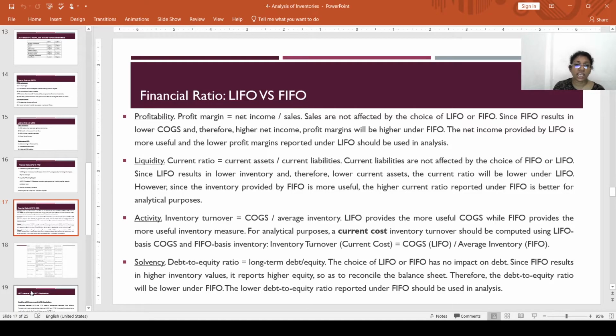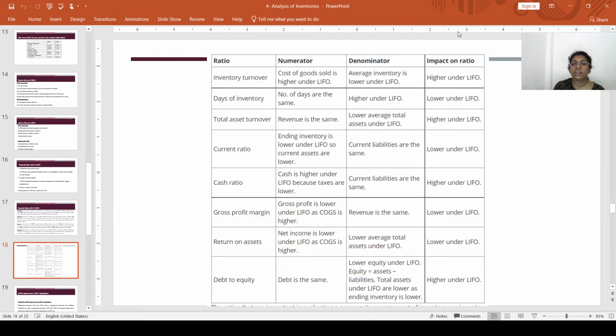So, let's see the other ratios as well. Now, in this one, you can see the profitability ratio, the profit margin, and the impact on the ratios which relate to the inventory valuation. Please go through this carefully. So, here you can see a snapshot of the ratios and their impact.